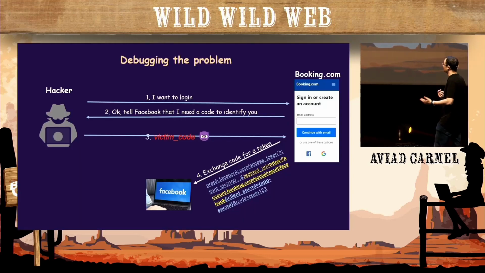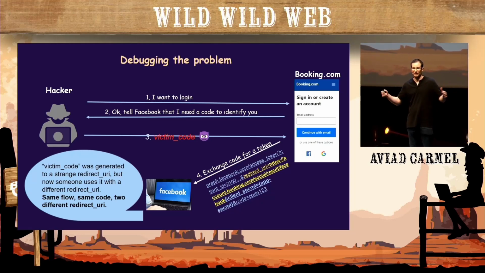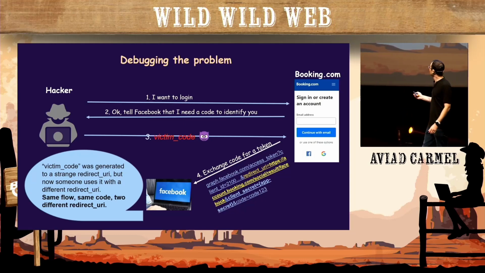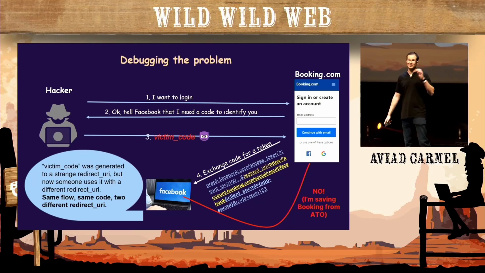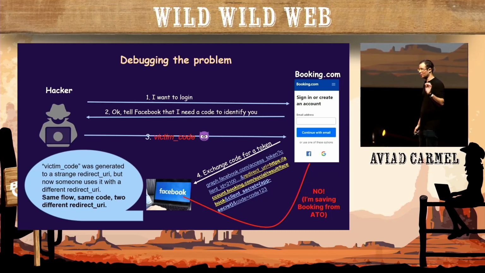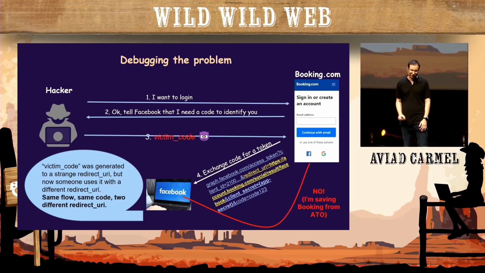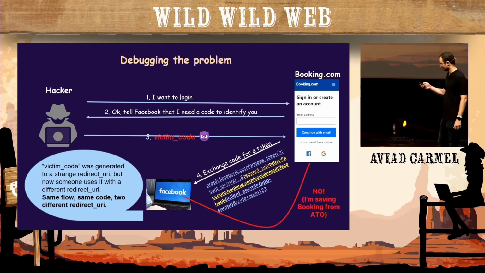A lot of words, so I want to explain it. From the perspective of Facebook, the victim's code was generated for a strange redirect URI. It was a long redirect URI with the open redirection, but now someone uses this code with a shorter redirect URI. So from Facebook's perspective, it's the same flow, same code, two different redirect URIs, and Facebook says, no, something looks strange to me, and Facebook saves Booking from the account takeover. So really, congratulations to Facebook for saving Booking.